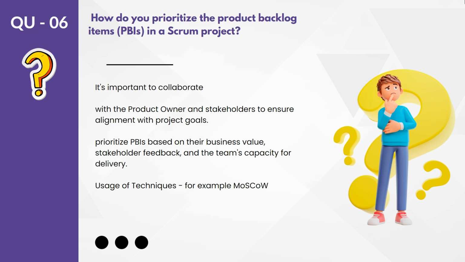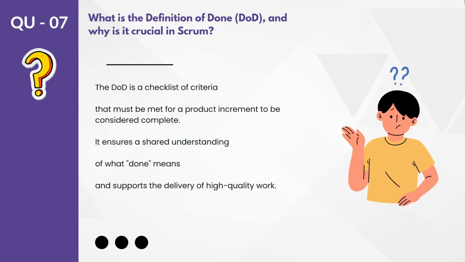Let's move to the next one. What is the definition of done and why is it crucial in Scrum? Definition of done is a very important part, and every Scrum Master should definitely be aware of it.